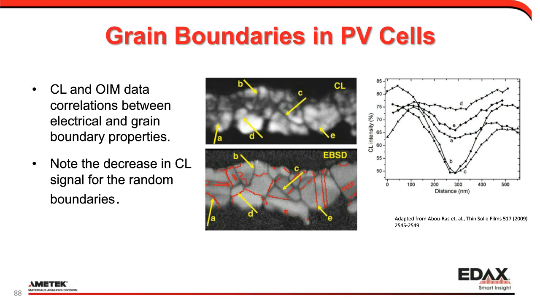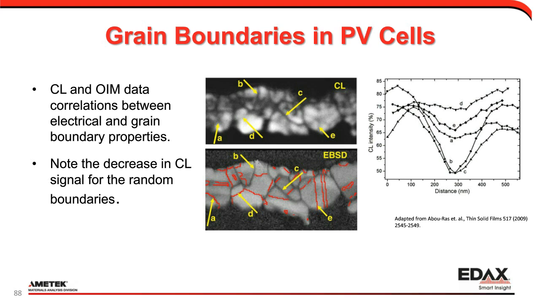And basically, we can see that twin boundaries have basically the same electrical response as the interior of the grains. It's more of a flat line there if we look at the chart of the CL signal on the right. But the random boundaries become darker. They do not generate the same CL signal as the interior of the grains or the twin boundaries. So this is some really nice work by Abou-Ras over in Germany, where it shows that different boundaries have different types, and we can correlate it with boundary types and performance.